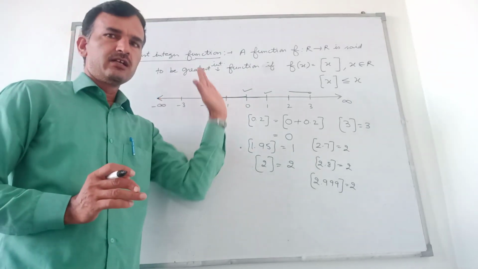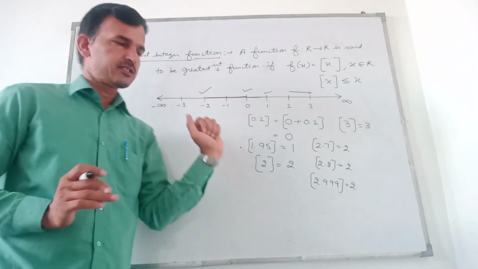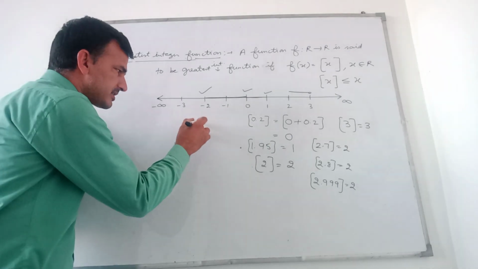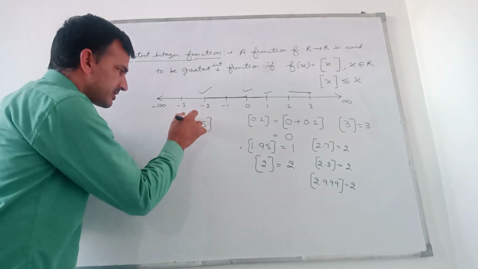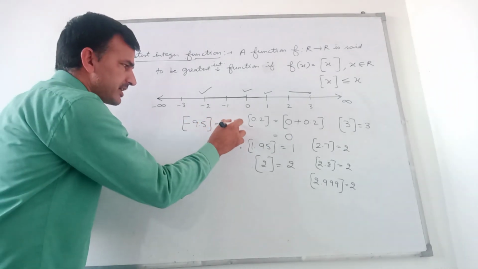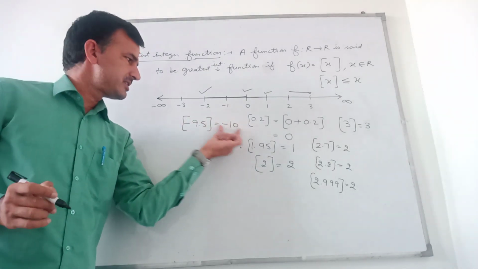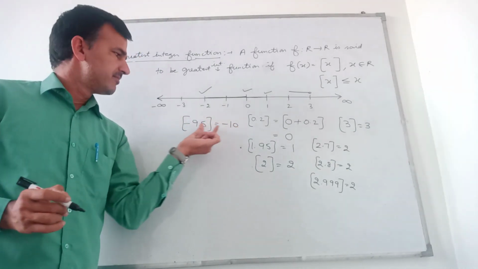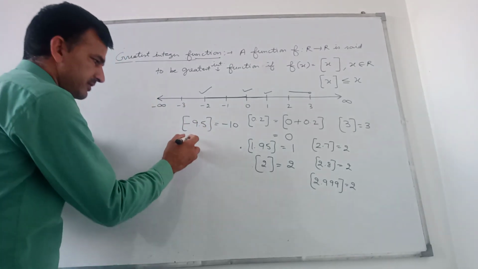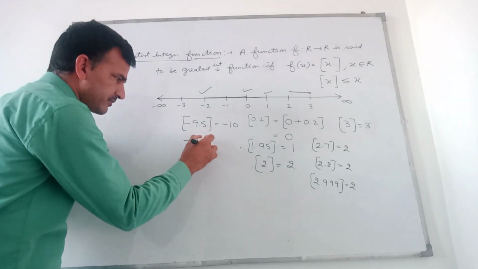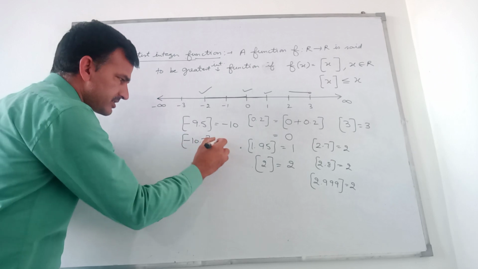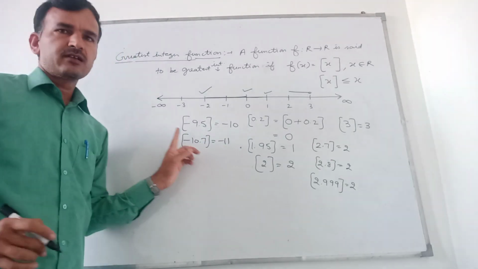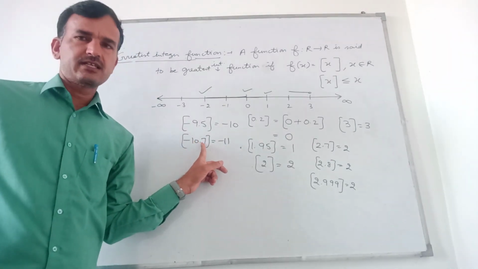So this is the greatest integer function. For example, -9.5, greatest integer is -10, because -10 is less than -9.5. -10.7, greatest integer is -11.